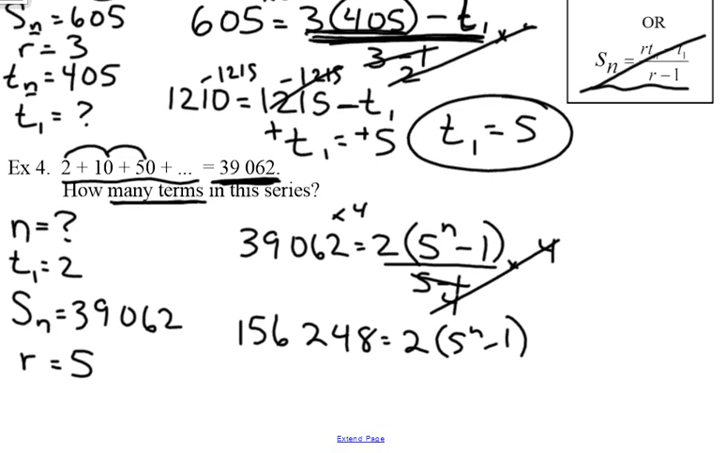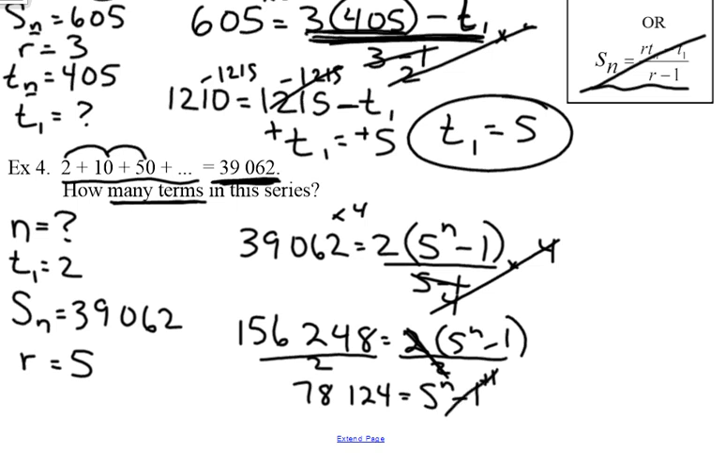Well, we need to isolate the n. What can I eliminate first? Well, divide by 2 because it's not very close to that n, so we divide by 2. Now we're at 78,124 equals, we're left with 5 to the n minus 1. Well, I can get rid of this 1 by adding 1. I'm going to move up here, running out of space. If I add 1 to the left, 78,125 equals 5 to the n.